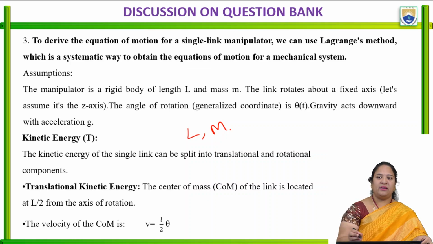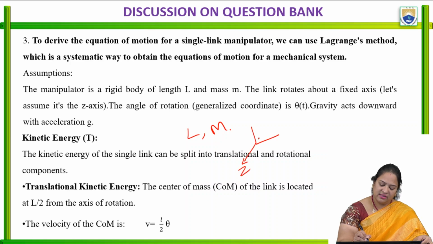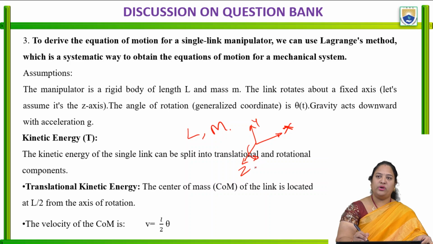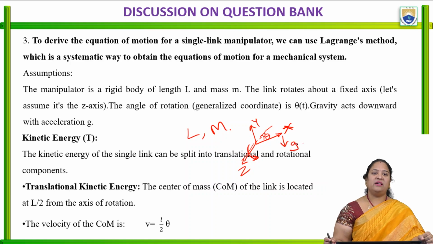Let us assume, for example, we have a z-axis. This link is rotating about a fixed axis. Now, the angle of rotation is theta, and gravity acts downwards with gravitational acceleration g.